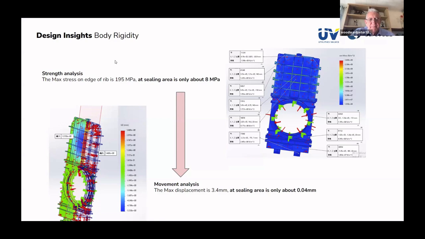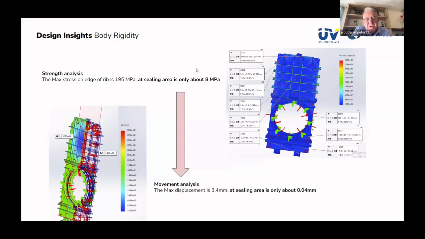Here we see on the body that the maximum displacement is actually only 3.4 millimeters, which is on the rib ends, but the sealing area, which is the critical part, is only 0.04 millimeters, which is very, very small. Which means that the seat is not moving away from the seal to any degree that would upset the sealing, and this rigidity is most important.